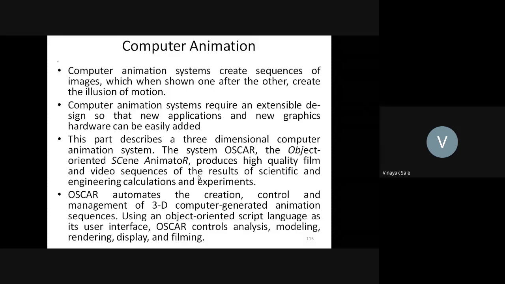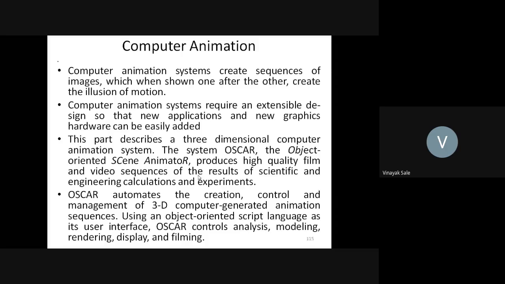Next part is computer animation. In computer animation, we will study the background of computer animation, the problem statement, analysis, and system design. Okay, so first we will see what computer animation is. A computer animation system creates a sequence of images which, when shown one after another, create the illusion of motion. For example, Motu Patlu, Chota Bheem, etc.